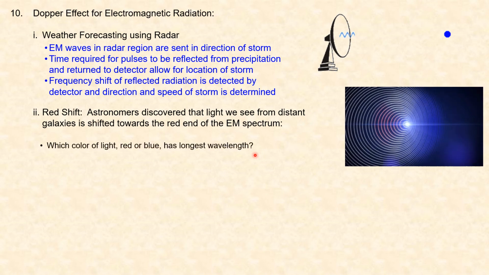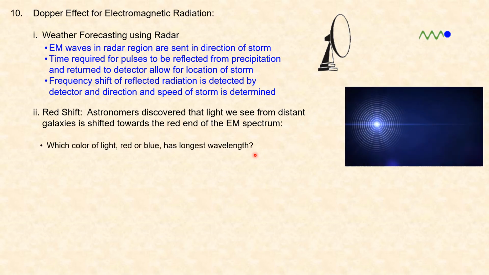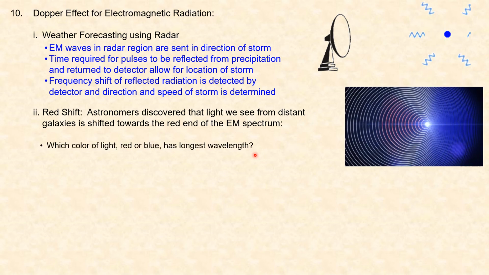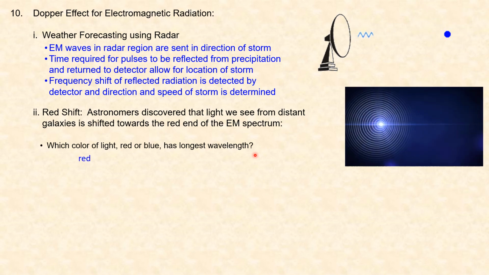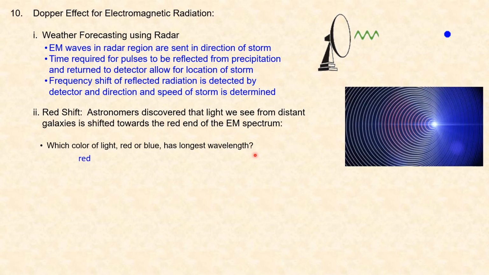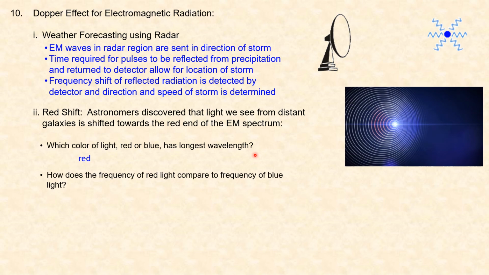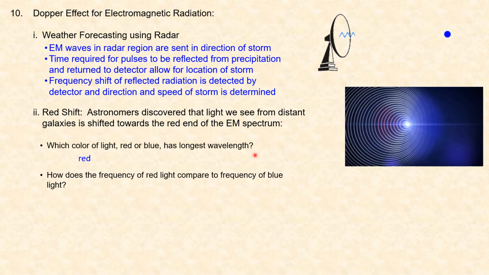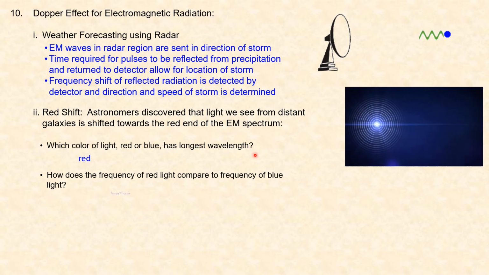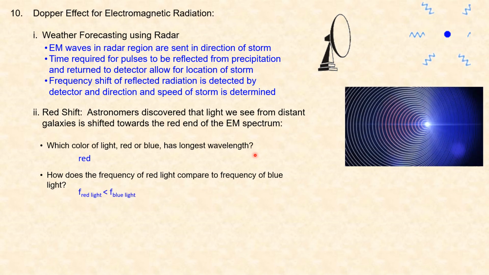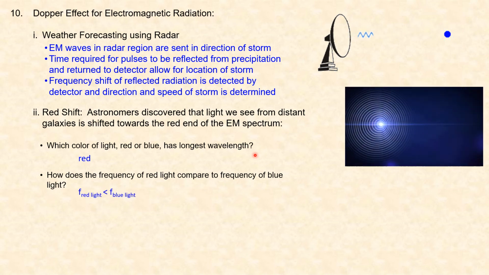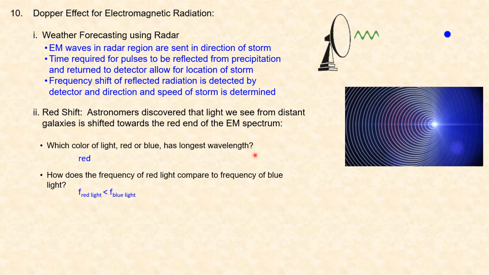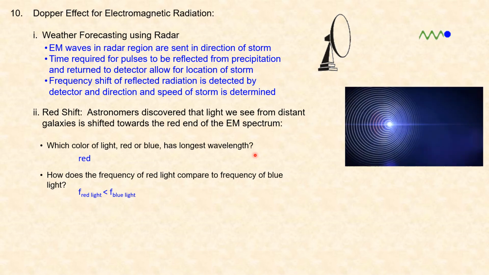And we'll quickly go through this qualitatively here. Which color of light, red or blue, has the longest wavelength? Well, it turns out that red light has a longer wavelength than blue light. How does the frequency of red light compare to the frequency of blue light? Well, you know this inverse relationship between wavelength and frequency. Basically, longer wavelength, lower frequency. That means the frequency of red light is less than the frequency of blue light.